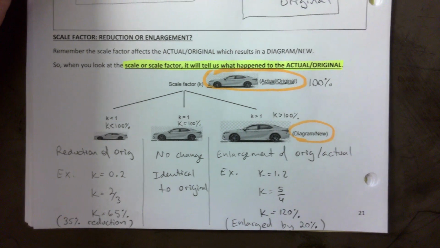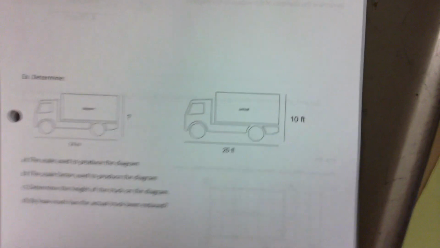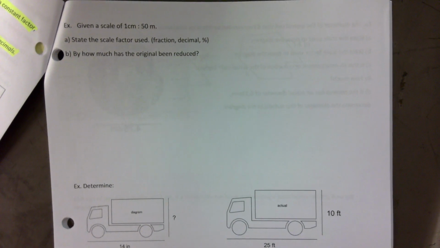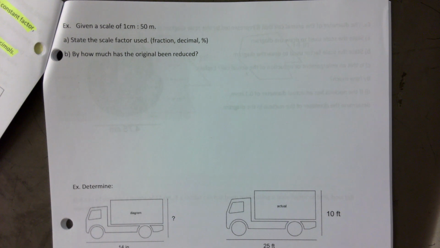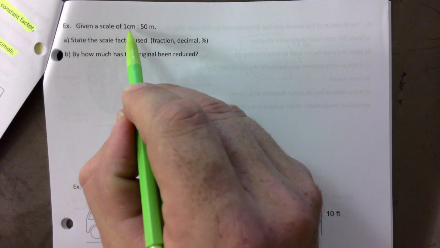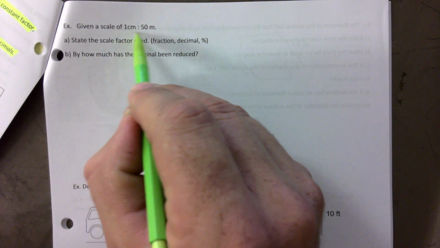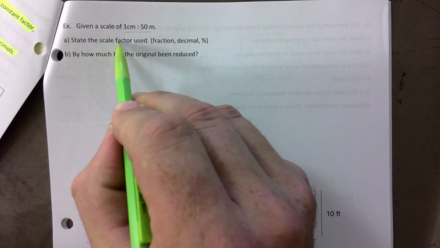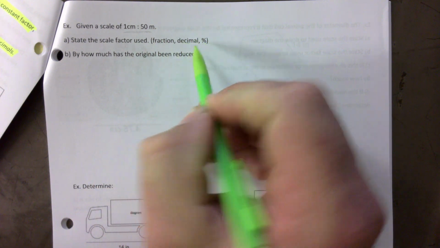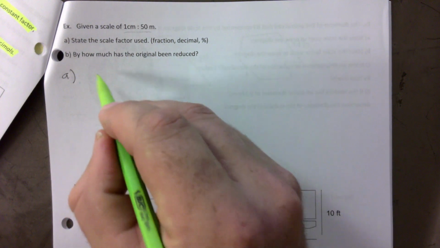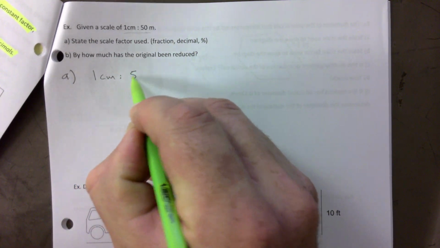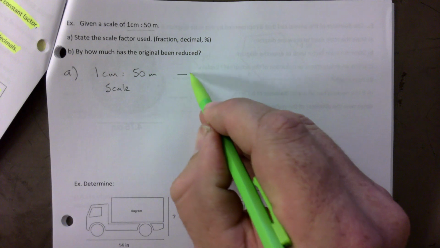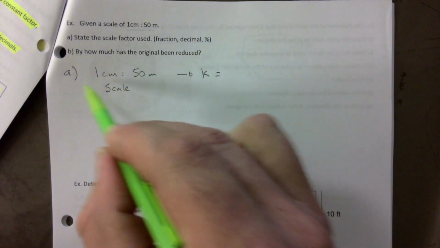All right, let's keep going. Let's do some. So this is a lot. There's technical terms. You need to make sure you're aware of what that term is asking you to do. So given the scale 1 centimeter to 50 meters, this is a scale. Different units are okay when it comes to scale. State the scale factor used as a fraction, decimal, percent. So let's do that. So from 1 centimeter to 50 meters, this is the scale. Okay? We're going to turn that into a scale factor.